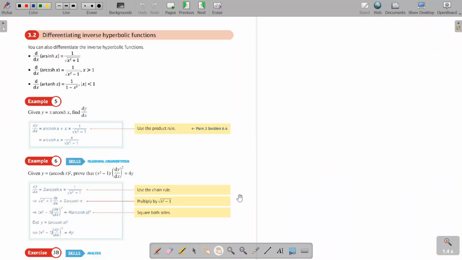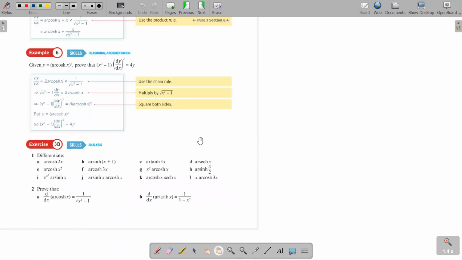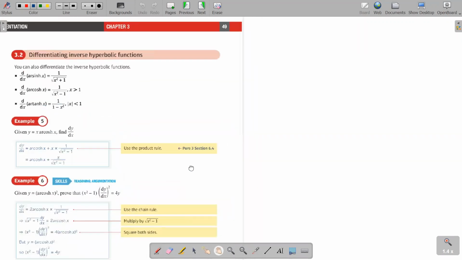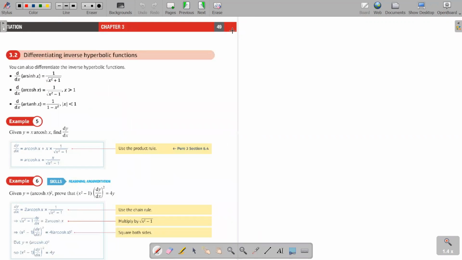Okay, so now we'll move on to the next part of our lesson, differentiating inverse hyperbolic functions. They have given you the three functions: the differentiation of arsinh x, the differentiation of arcosh x, and the differentiation of artanh x. Okay, so let's get started with these proofs. Shall we do the proof? The first one, d by dx of arsinh x.